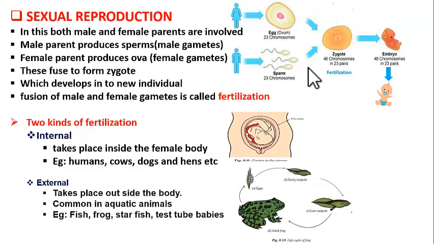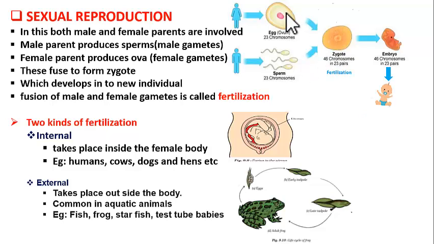In sexual reproduction we have two parents. Unlike asexual reproduction, here we have two parents, female parent, male parent. Female parent produces female gametes called egg or ovum, right? Male parent produces male gametes called sperms. These two structures, male and female gametes, fuse by a process called fertilization.